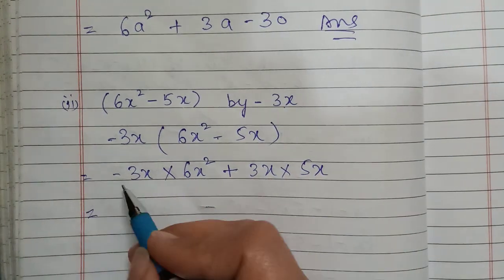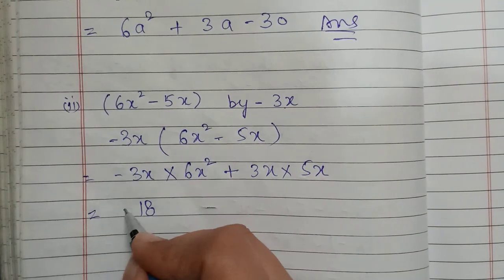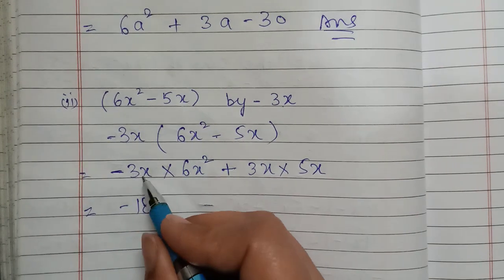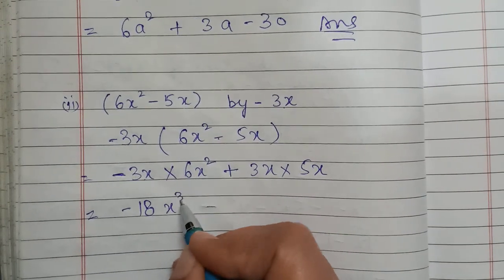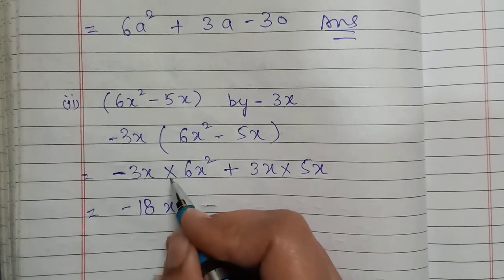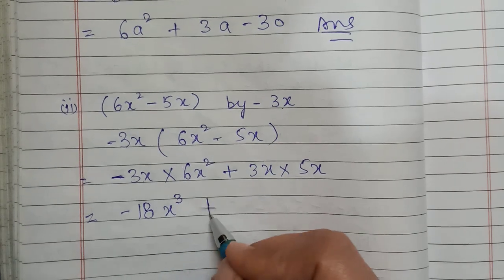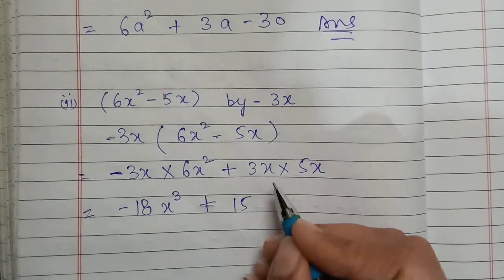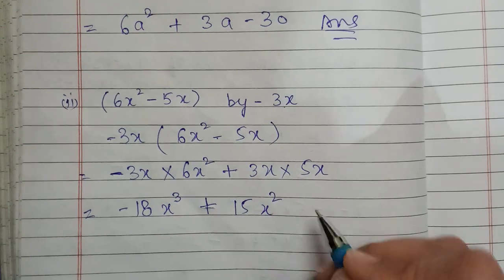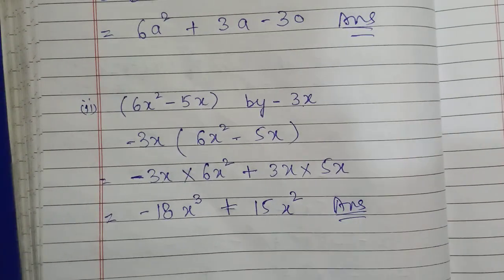So it will be 3 sixes are 18 with minus sign. Minus is also here. x into x square becomes x cube. Powers will be added because there is a multiplication. Plus 5 threes are 15. x into x becomes x square, and that is also the final answer.